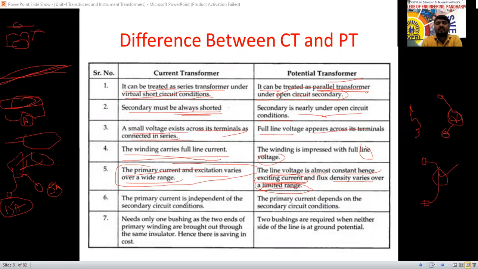Primary current is independent of the secondary circuit, but you must have seen in the transformer, for the potential transformer it is not like that. The primary depends on the secondary here.